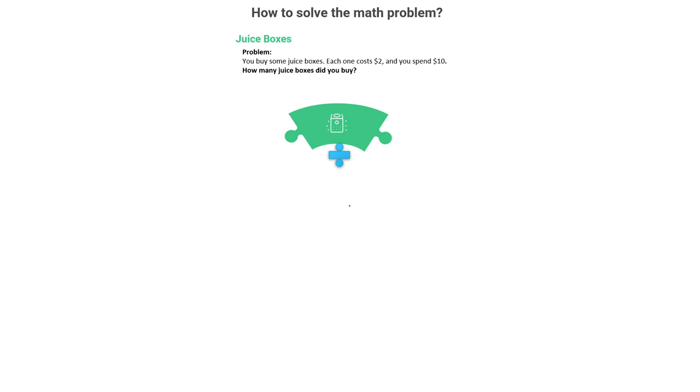Let's go to a little bit tougher one. It feels tougher for you. So you buy some juice boxes, each one costs $2 and you spend $10. How many juice boxes did you buy? So you buy some juice boxes. Let's assume that juice boxes equals x and each one costs $2.